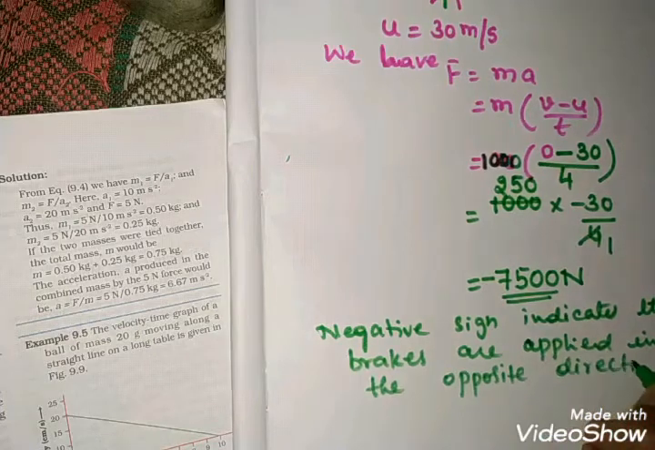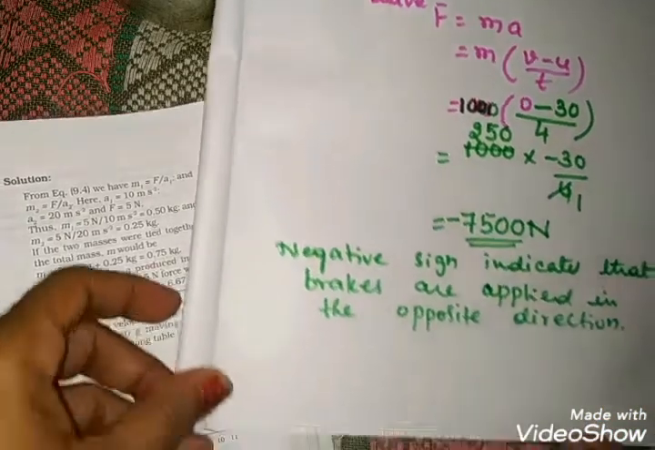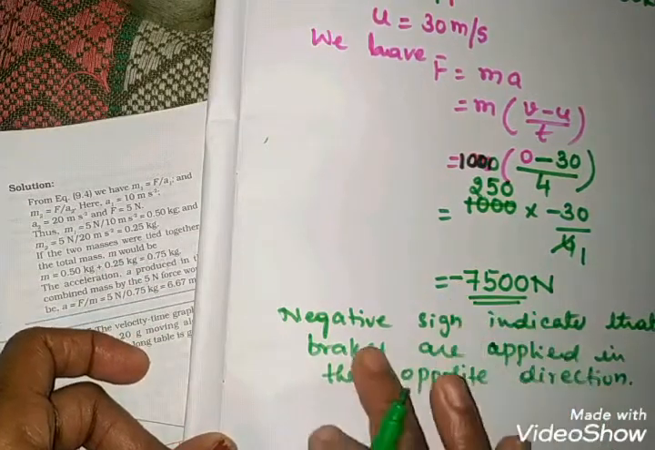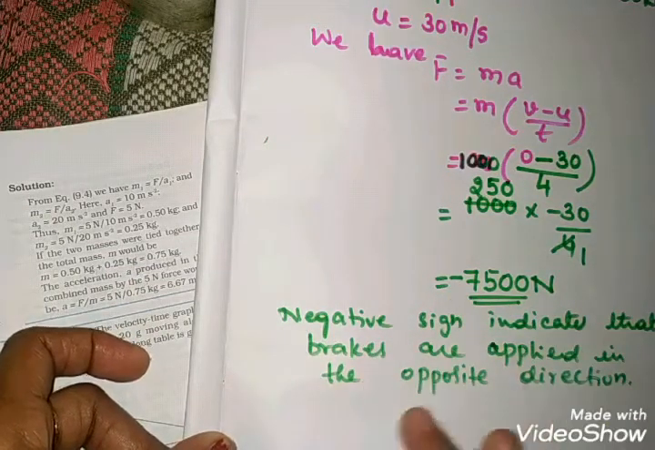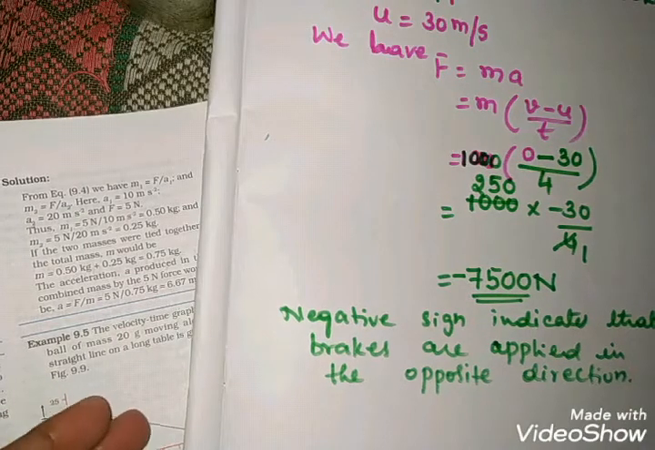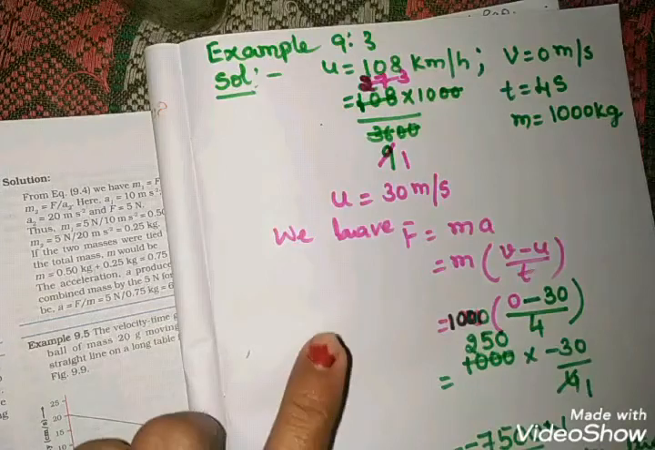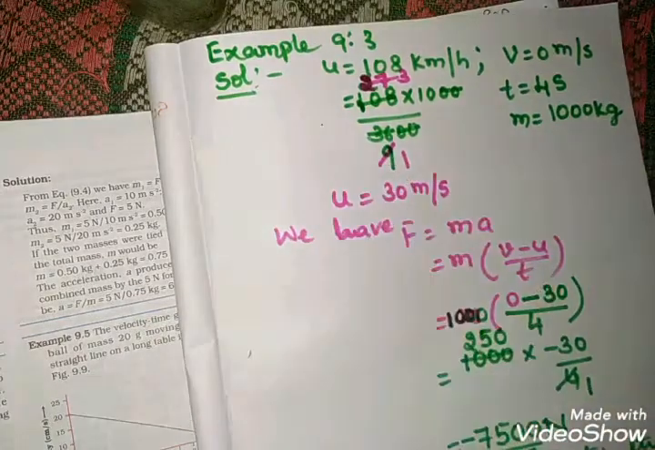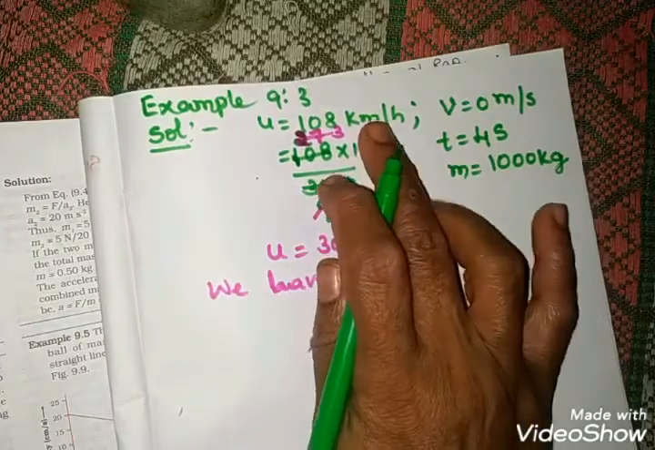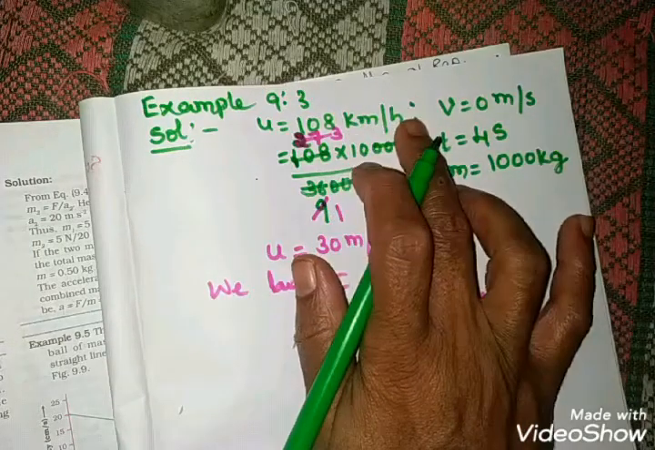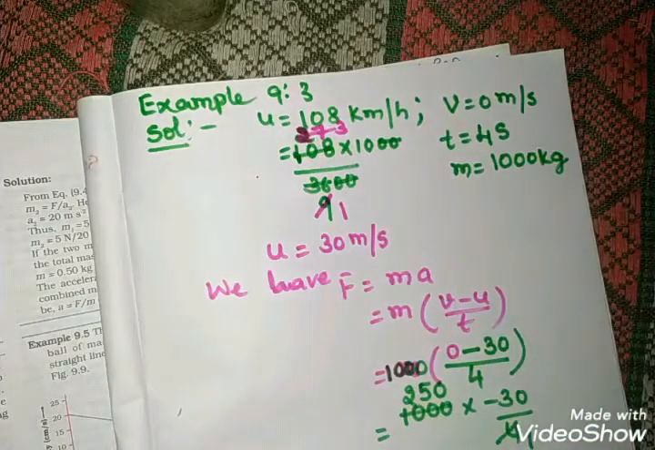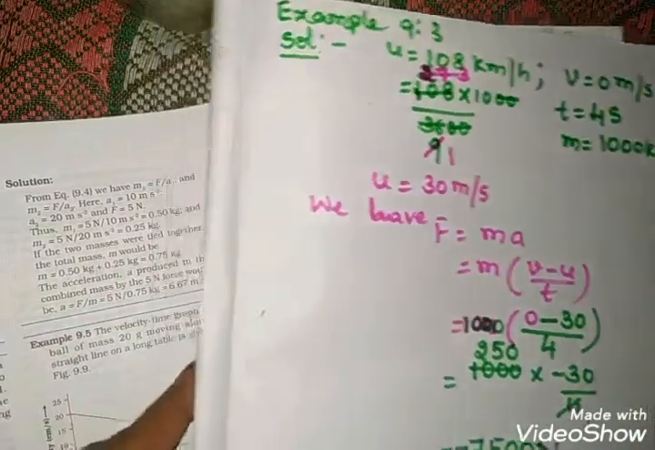That indicates this point, in the opposite direction. Why do we get a negative sign here? Because the negative sign indicates that the brakes are applied in the opposite direction to that of the motion of the motorbike. So it is easy to do, but you have to clarify all these points, conversion and all. Kilometer per hour is given, you have to convert that into meter per second, then only you can proceed. I hope you understood, isn't it?